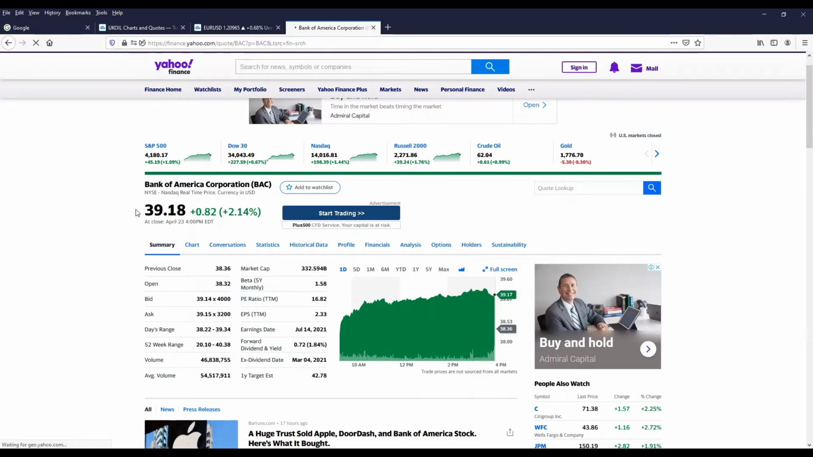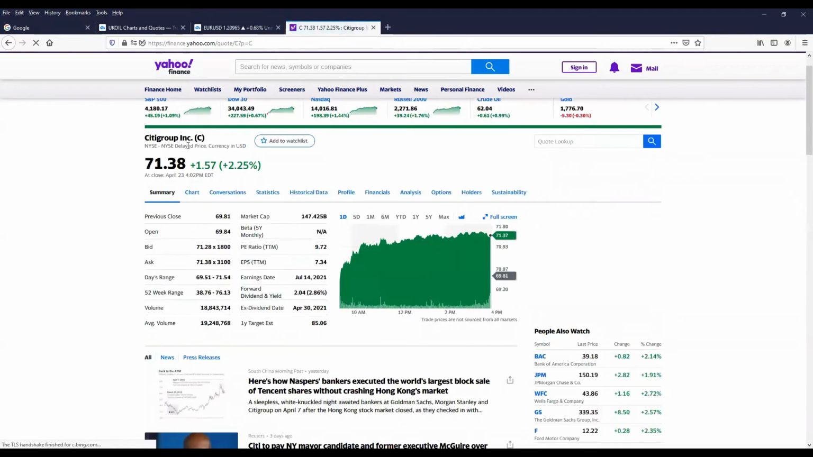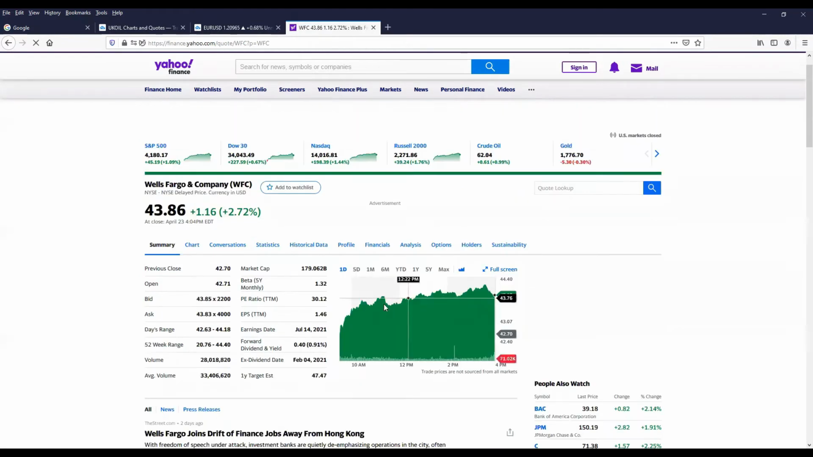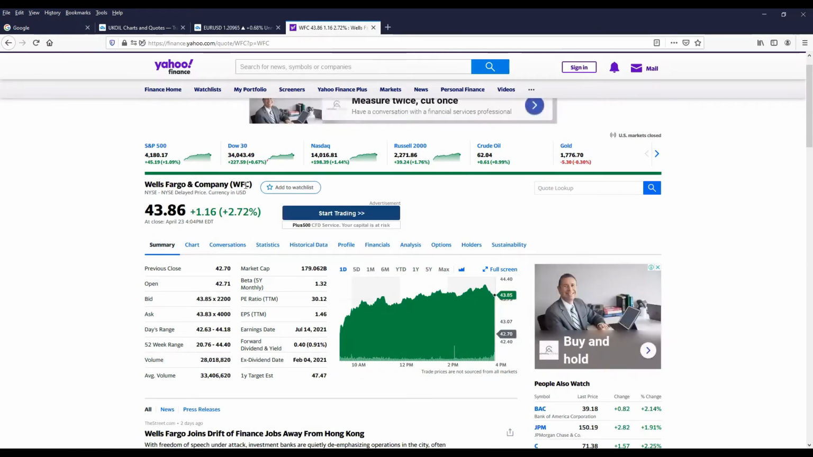So we see here BAC. This is the ticker for Bank of America. Let's look at a different stock. So this stock, C, the C is the ticker for Citigroup. Let's look at another stock. WFC. WFC is the ticker for Wells Fargo and Company.